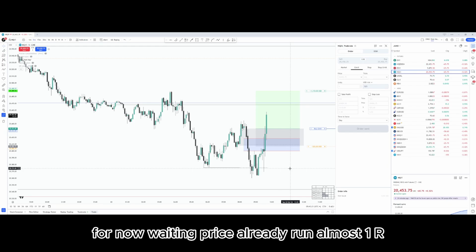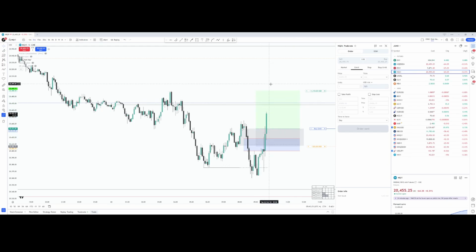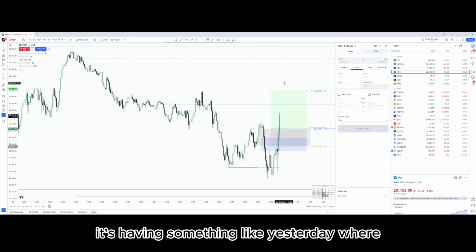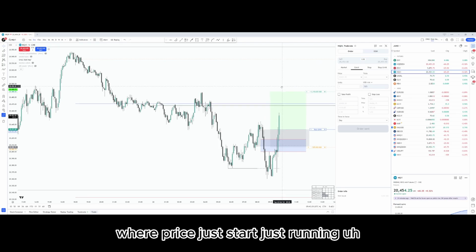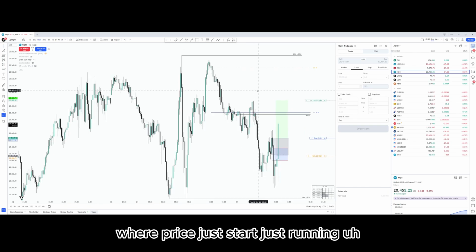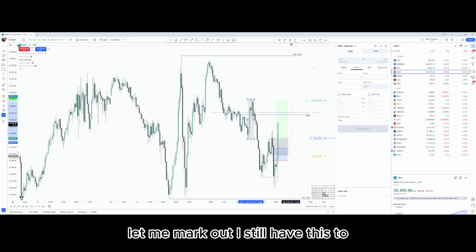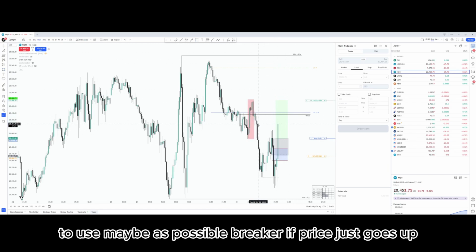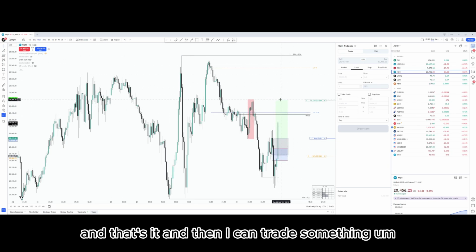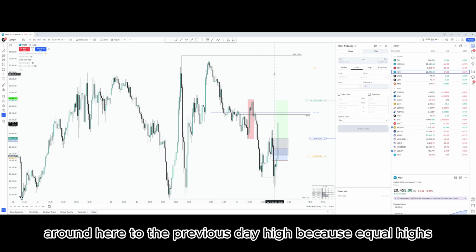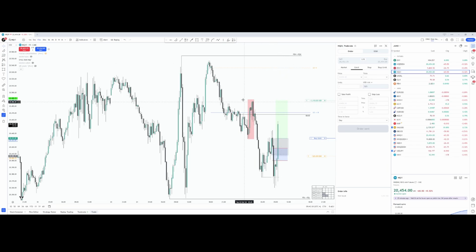For now, waiting. Price already ran almost 1 hour. It's happening something like yesterday where price just started running. I still have this move right here. Let me mark it out. I still have this to use maybe as a possible breaker if price just goes up, and that's it. Then I can trade something around here to the previous day high plus equal highs.